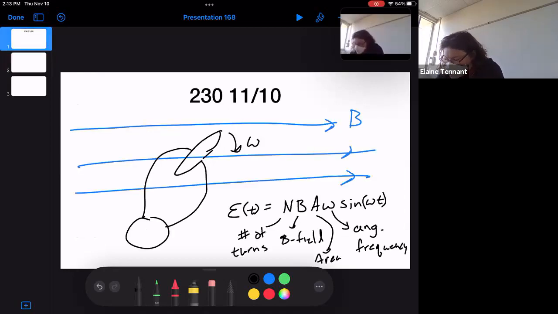Now, this was a generator, and so this means that this is attached to some sort of crank that someone is turning, either just with their hands or hooking it up to a windmill or something.